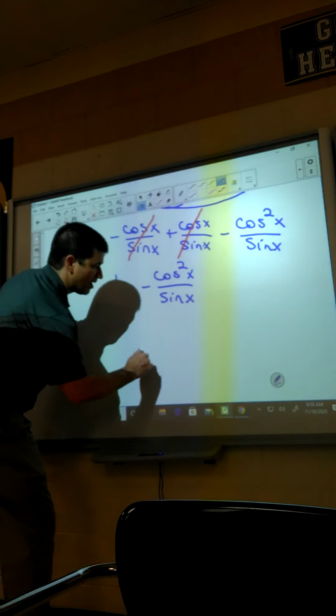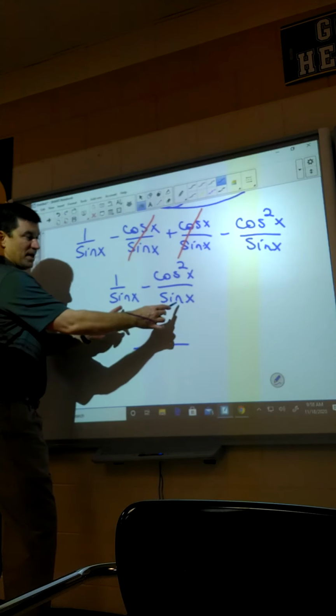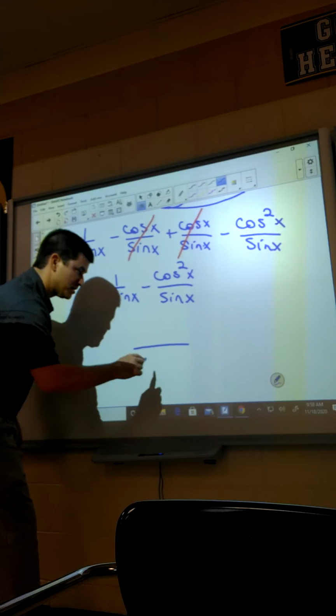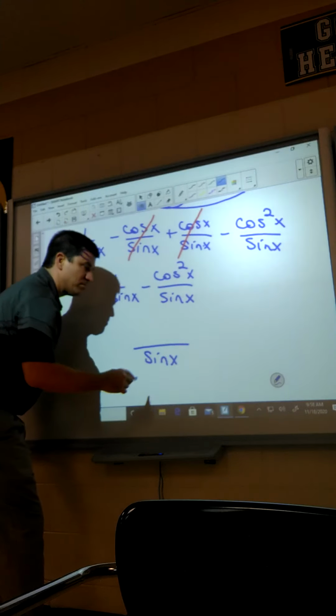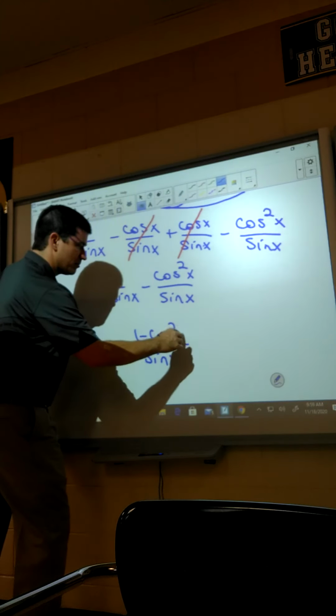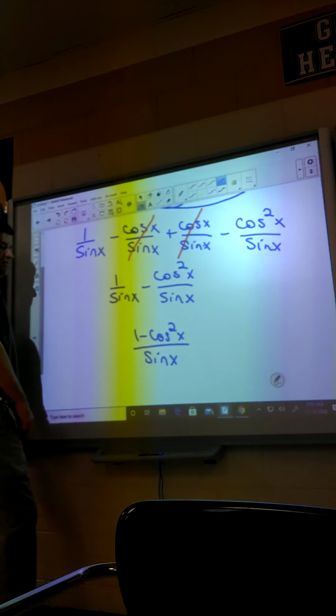Now, Silas, the good thing about this one is they already have a common denominator. They got the same thing on the bottom already. So I bring sine x down on the bottom, and I just combine the top into 1 minus cosine squared. Now, Connor, that's got to be a formula. Find it for us.